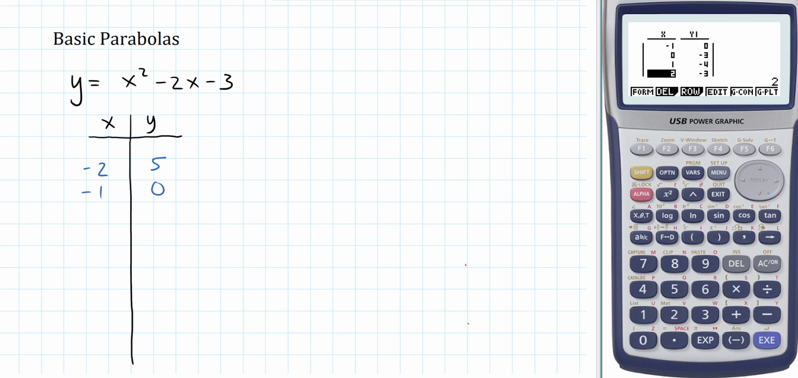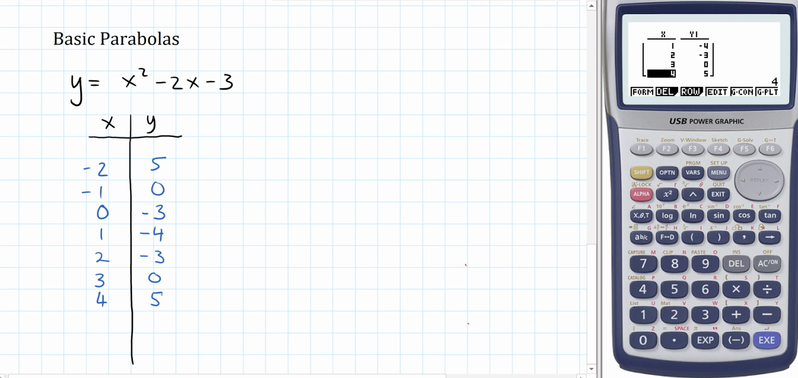Keep scrolling down. When x is 0, y is going to be minus 3. When x is 1, y is going to be minus 4. When x is 2, y is going to be minus 3. We go on down. When x is 3, y is going to be 0. And the last one, when x is 4, y is going to be 5.